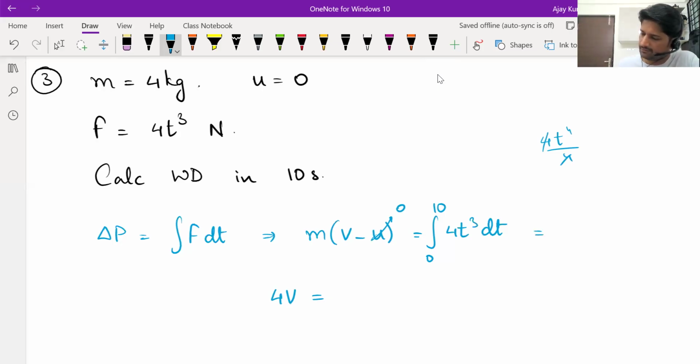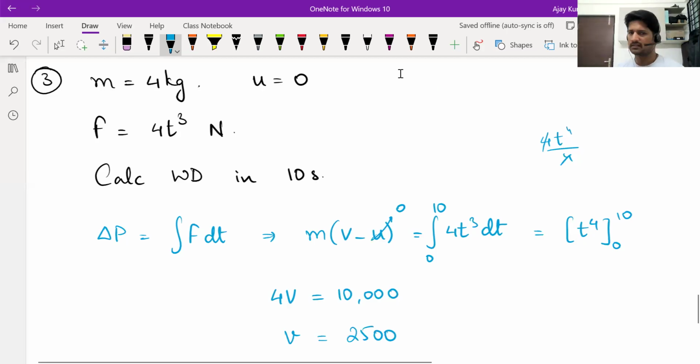Okay. 4v is equal to 40,000, so v is equal to 10,000. 4v itself is 10,000. Now the integral becomes t power 4 by 4. The 4 that is already there beside t cube and the by 4 will get cancelled. So this becomes 10,000. So you get v as 10,000 by 4, which is 2,500.